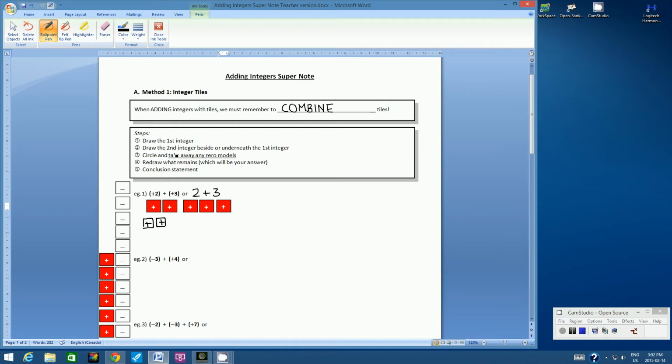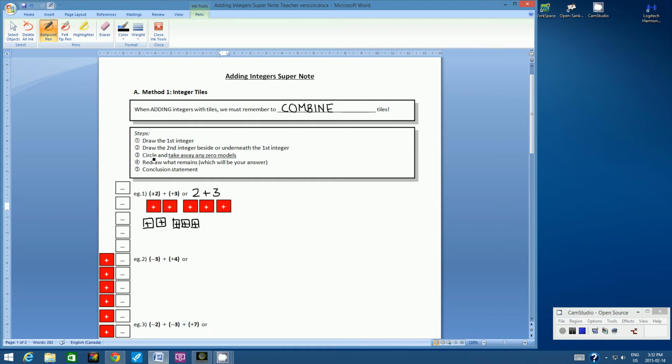Step number 2, draw the second integer beside or underneath the first integer. Now this is very important, beside or underneath. Now in this case, I place the tiles beside them. And there's going to be a reason why. We're going to discover why there's a difference between adding the tiles beside or underneath. So in this case, I'm going to draw the positive 3 beside the positive 2.